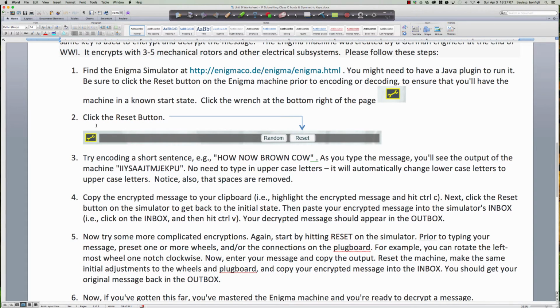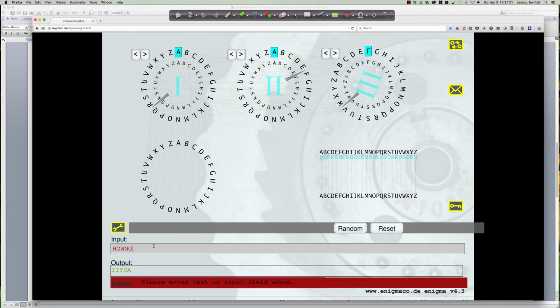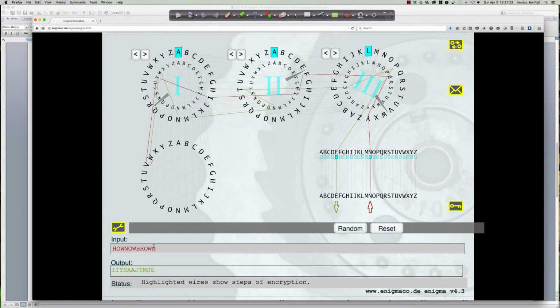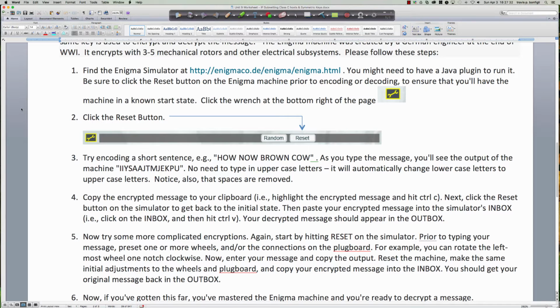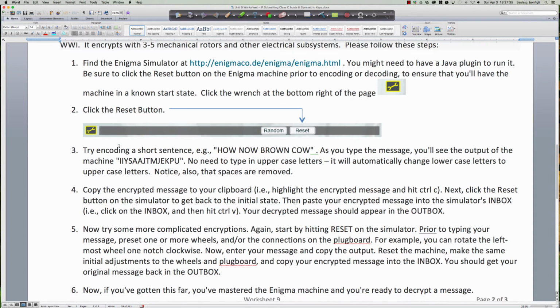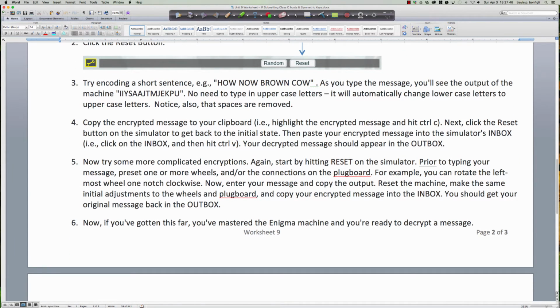So I've already got this web page up here. So here is the website, and that's all you need to do to get to it. We're going to input, how now brown cow. And then this is the output that we get. So let's copy that. Let's make sure we're following directions here. The Enigma simulator: encode a short sentence, how now brown cow. We see the output. No need to type uppercase letters; it's automatically going to do it. So copy the encrypted message to the clipboard.